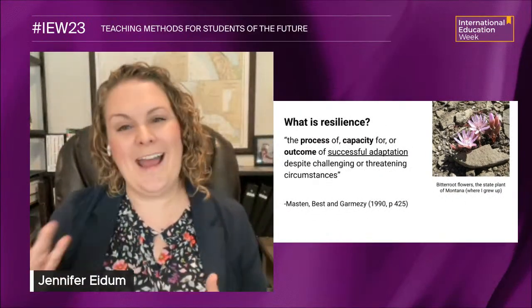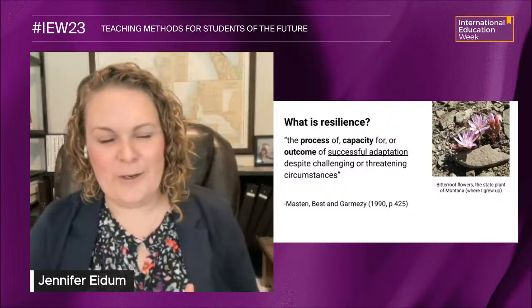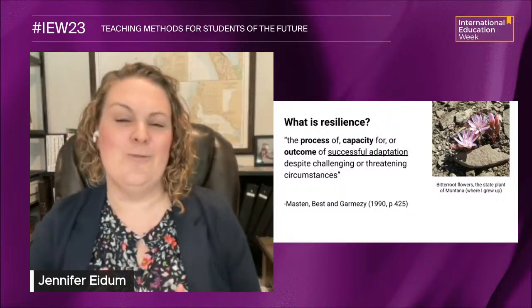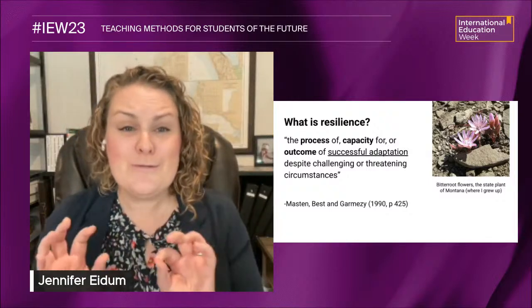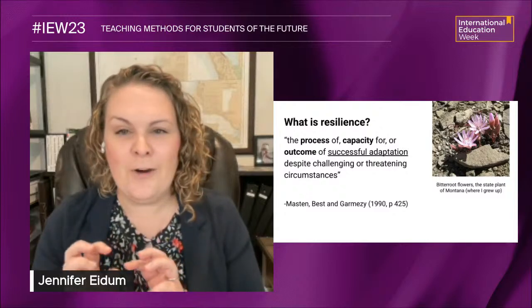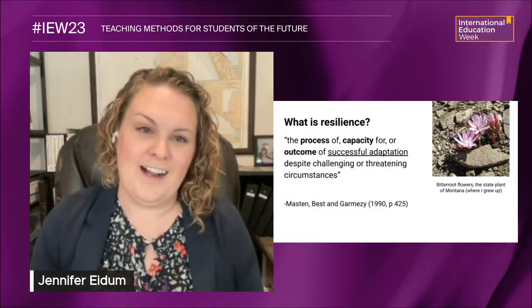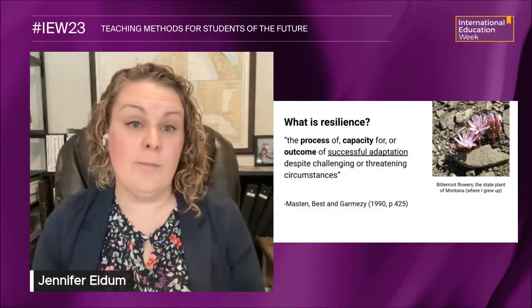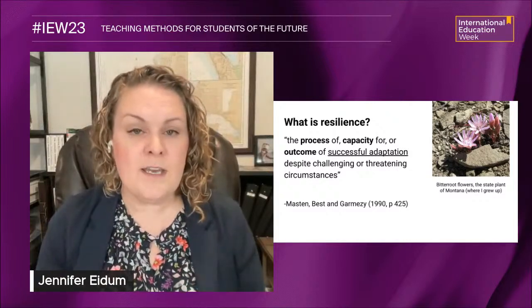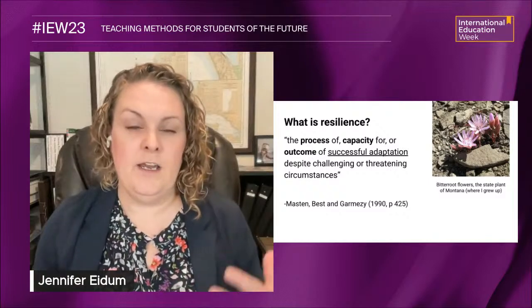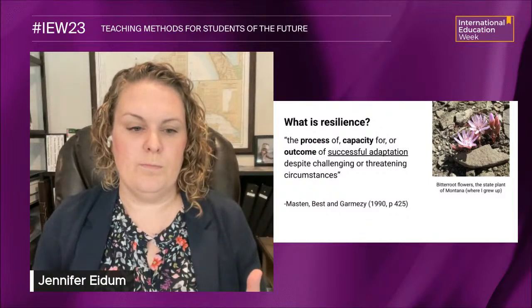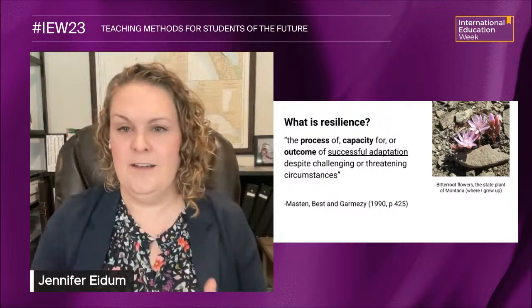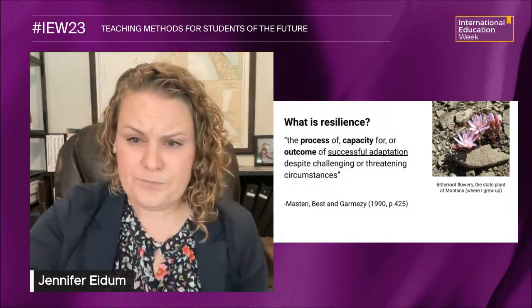And then also, when we have a challenging experience and we do adapt successfully, we can say, hooray, we were resilient. And I added this image of the bitterroot flower, which is the state flower of Montana, where I grew up, because it's this beautiful sort of cactus flower that grows only in rocky areas. And that reminds me of the resilience of working through traumatic or challenging times and developing a capacity to bounce back and see a better future.